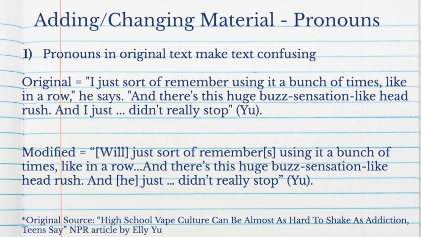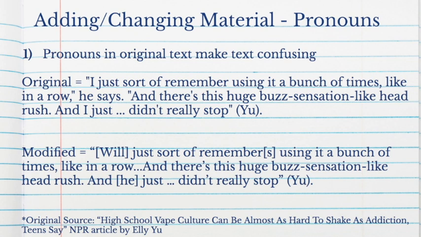So let's look at this in context. Sometimes quotations will use personal pronouns that, taken out of context of the full original source, make the quote unintelligible or incorrect. So our original source text is an NPR article titled "High School Vape Culture Can Be Almost as Hard to Shake as Addiction, Teens Say," by correspondent Ellie Yu. The original quote reads, "I just sort of remember using it a bunch of times, like in a row," he says, "and there's this huge buzz sensation like head rush, and I just didn't really stop."